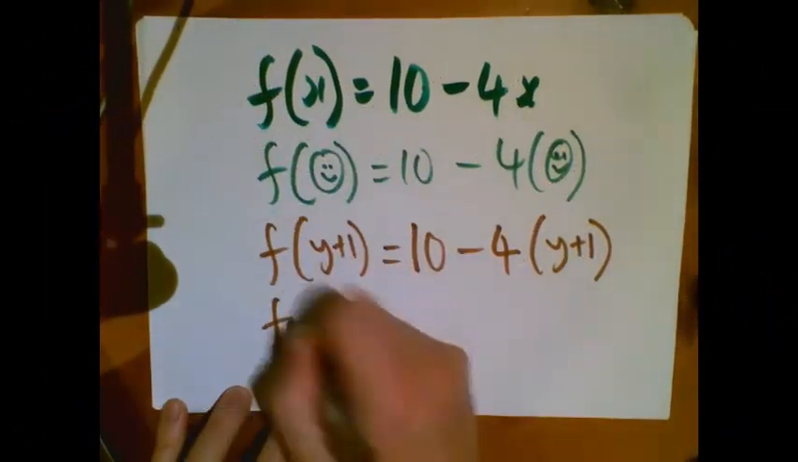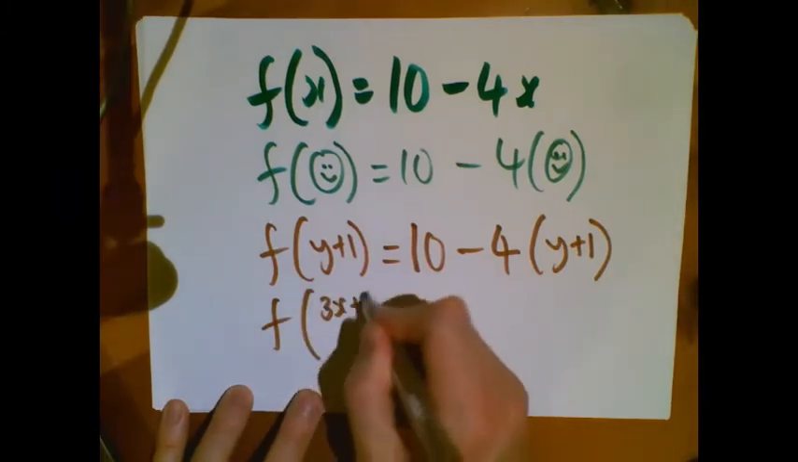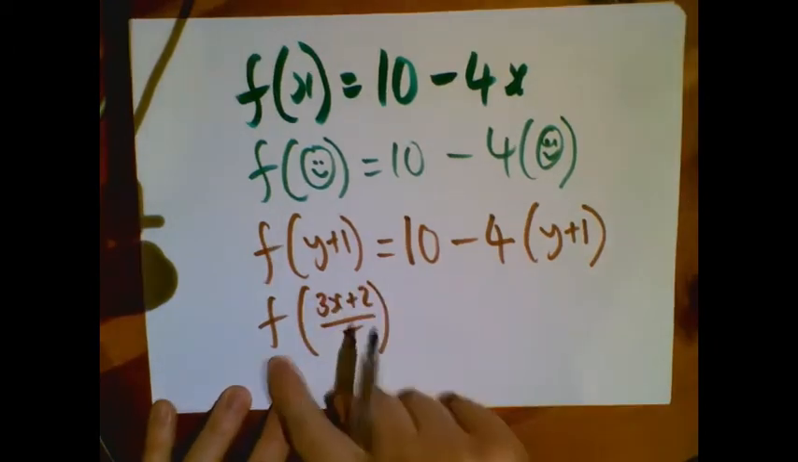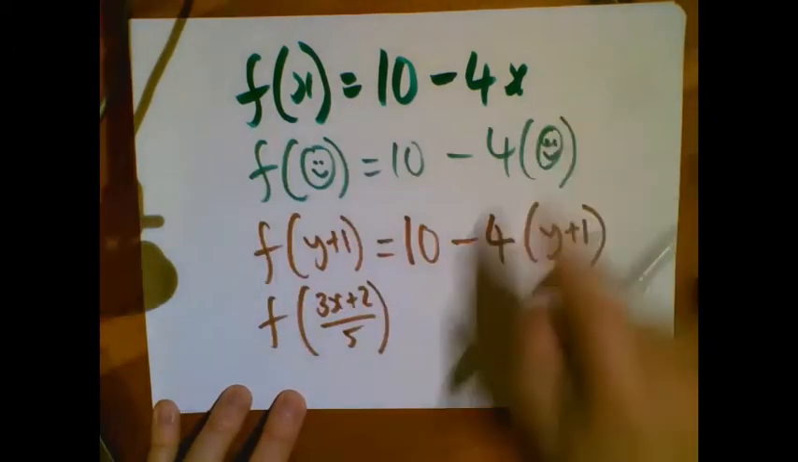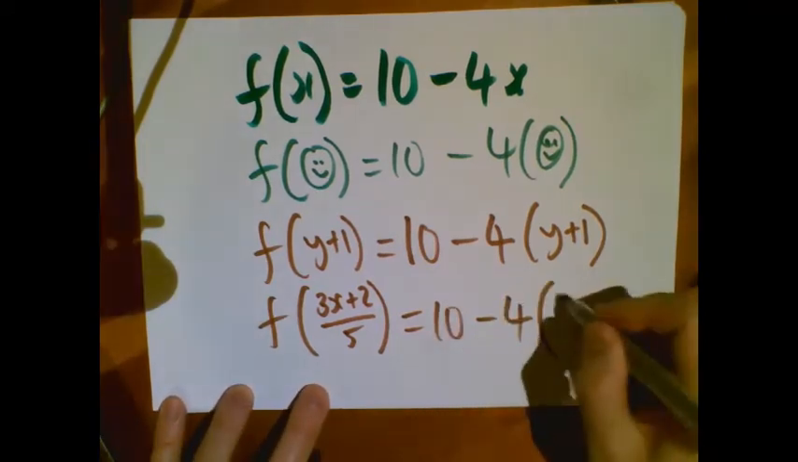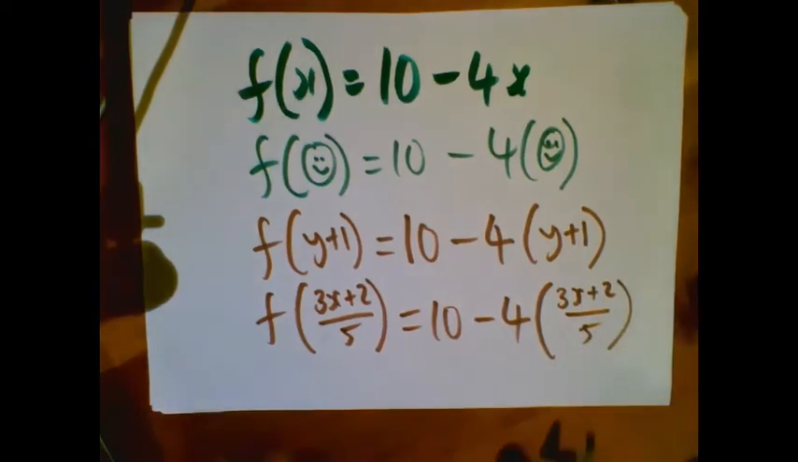So even if I had something involving x's, say if I had, I don't know, (3x + 2)/5, if I was substituting this expression into my function f, which I've defined up here, I would have 10 take away 4 times all of that horrible lump, (3x + 2), all divided by 5. And again, I could then simplify that. And you can take this even one step further.